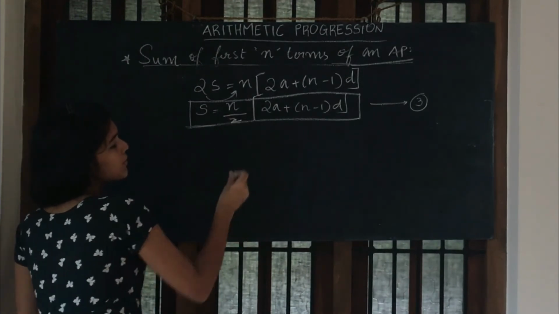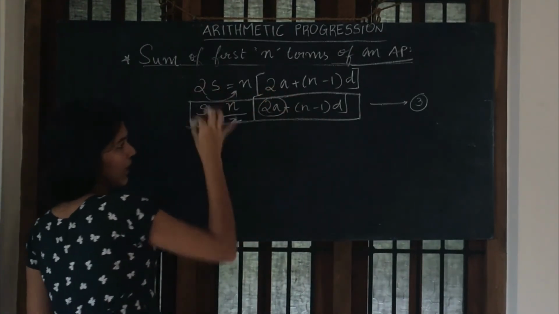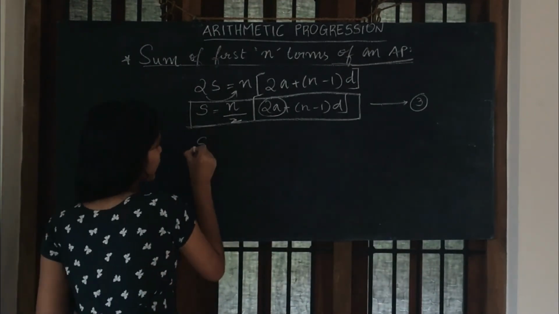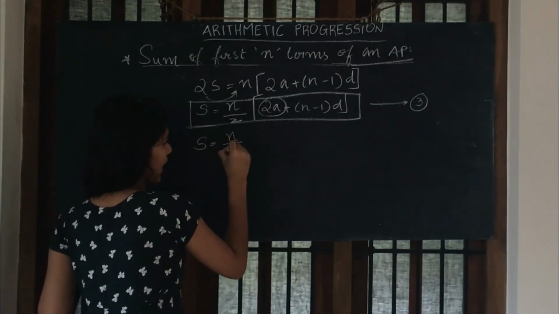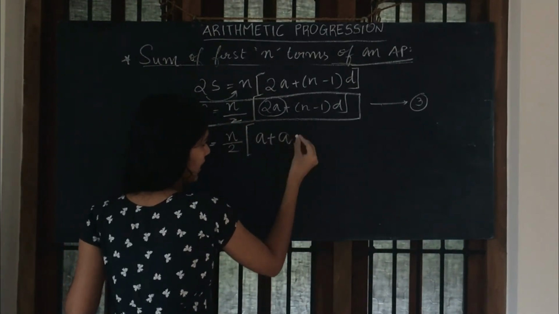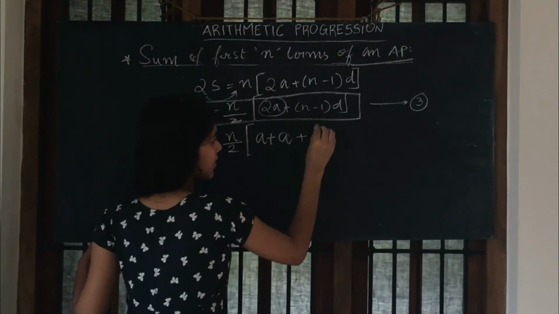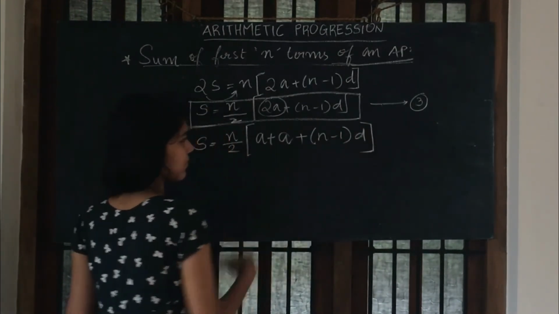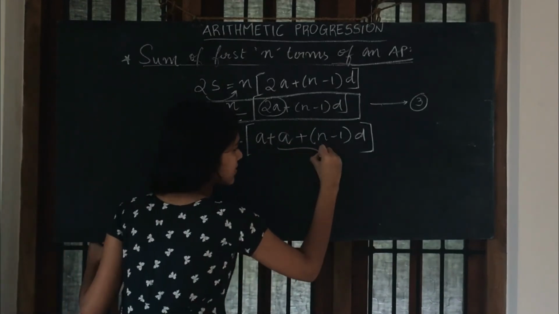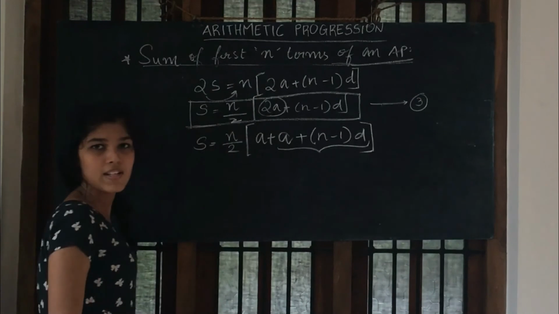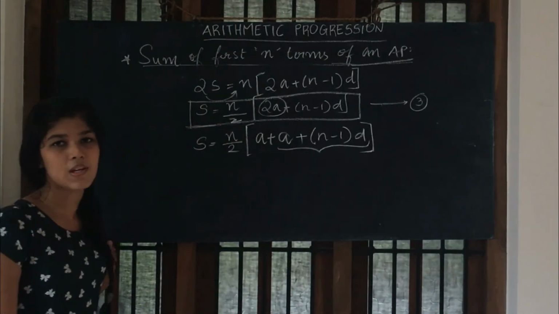Now what I am going to do is write 2a separately as a plus a. So we have s is equal to n by 2 into (a plus a, which is the same as 2a, plus (n minus 1) into d). Now look at this one, a plus (n minus 1) into d, which is the expansion for the nth term of an AP, or an.